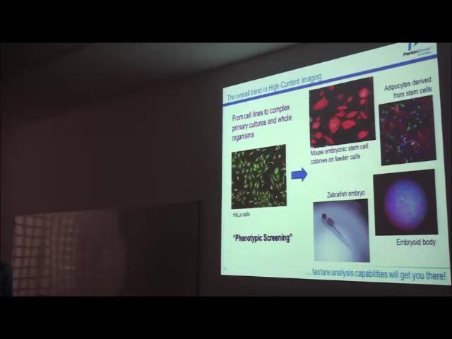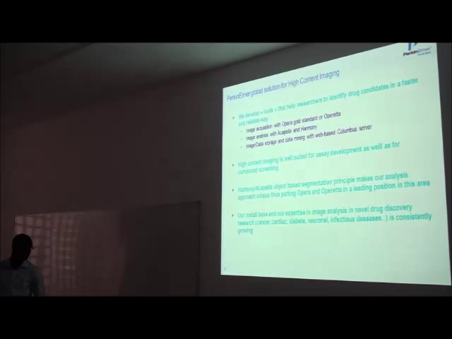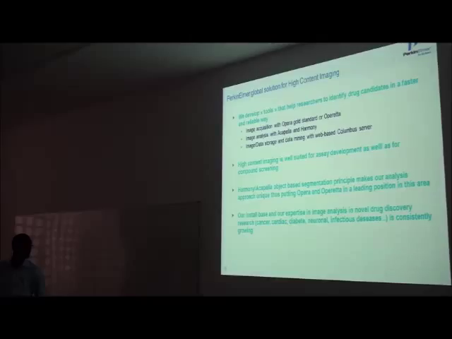You have here different types of stem cells, and then you have to identify these cells here. So embryoid bodies, I already mentioned it, and the zebrafish, that's now the new cancer model that we see in the field. Yeah, so we build tools that help researchers identify the candidates in a faster and more reliable way. That's really what we are aiming to do.